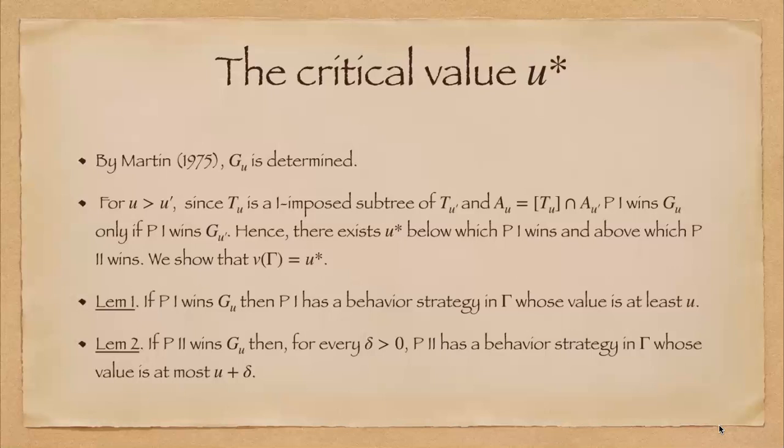And when I'm above, if player 2 wins G_u, then for every delta greater than 0, player 2 has a behavior strategy in gamma whose value is at most u plus delta. Player 2 wants to minimize the payoff. I cannot show you that player 2 can guarantee u, but can guarantee anything slightly bigger than u. So if I prove these two lemmas, it concludes the proof, right? We're fine with that?